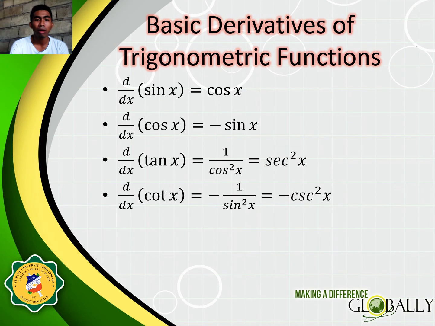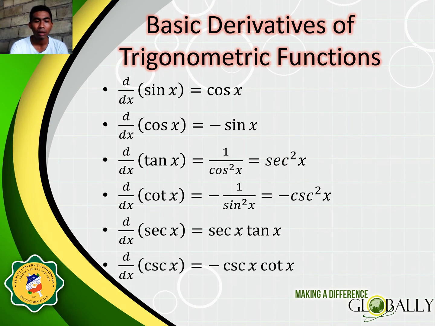Next, the derivative of cotangent x with respect to x is negative 1 over sine square x equals negative cosecant square x. Next, the derivative of secant x with respect to x is the product of secant x tan x. Lastly, the derivative of cosecant x with respect to x is negative cosecant x cotangent x.